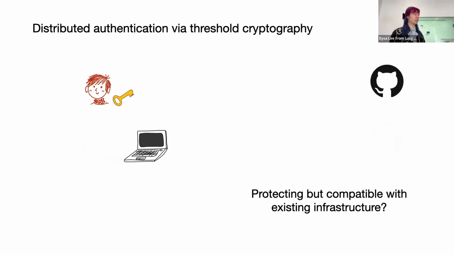A natural way of solving this is we can try to distribute it. Instead of having this single point of failure, we require an adversary to compromise multiple devices in order to do this.